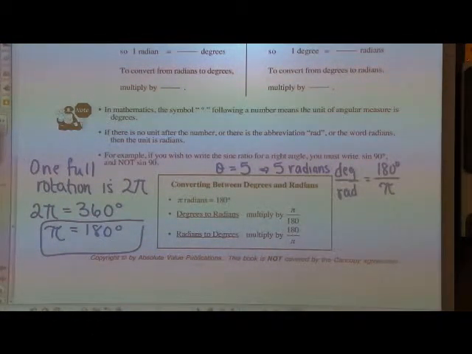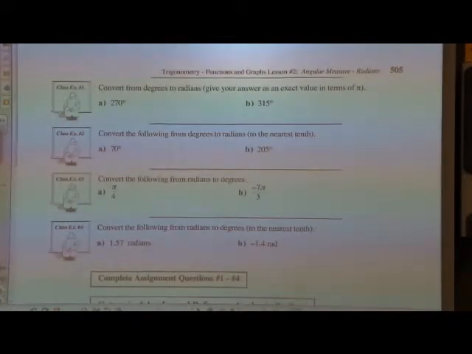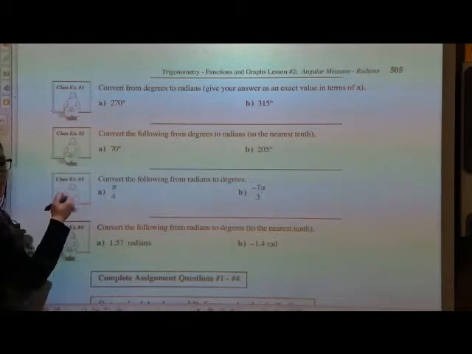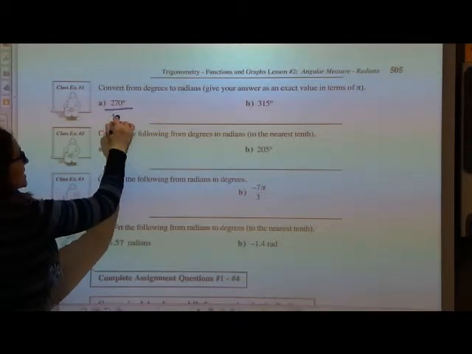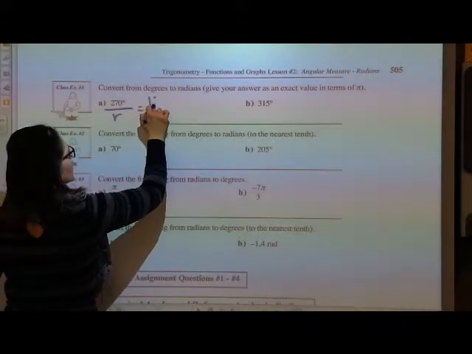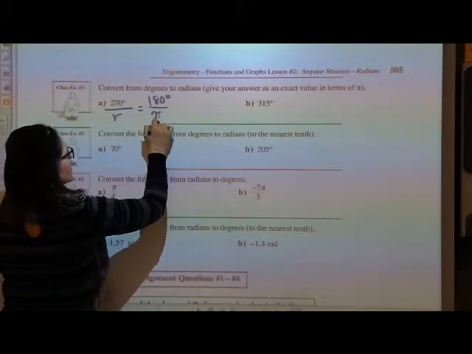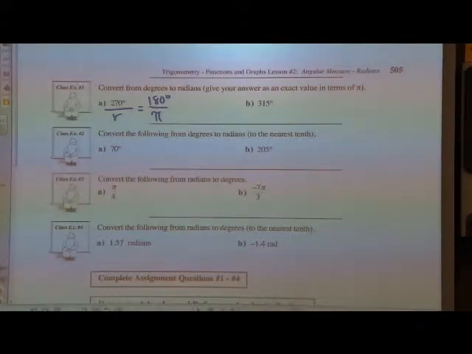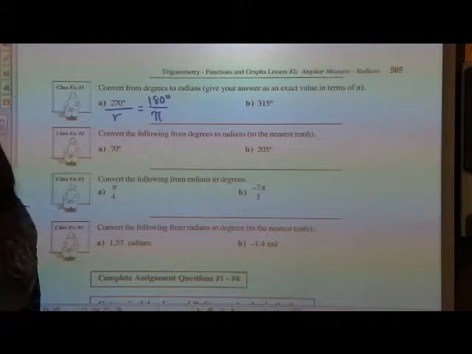Fun stuff. So if we want to convert from degrees to radians and leave the answers as exact as possible, what I can do is set this up as a proportion. 260 degrees is to some radian measure as 180 degrees is to pi. So how would I solve this proportion? What's my technique? Cross multiply. So when I cross multiply, what do I get?